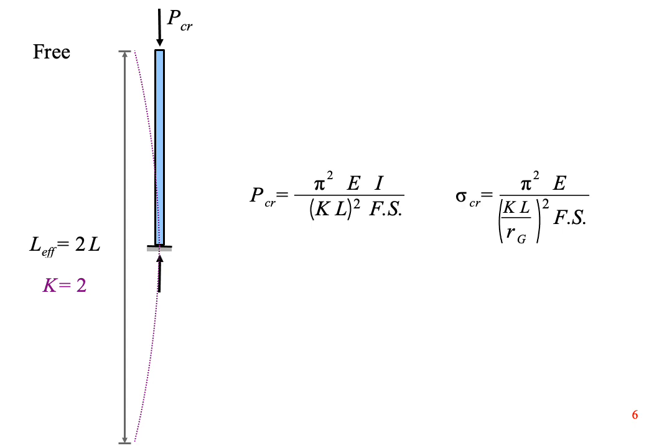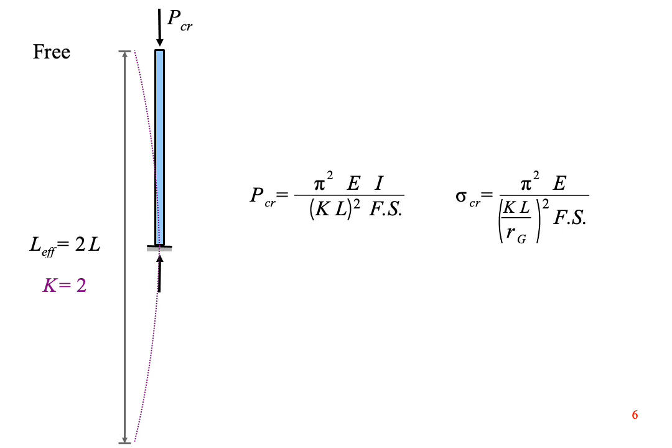A flagpole has a fixed connection at one end, but no connection at the other end. The free end can move laterally as well as rotate. We end up with half of the bow shape of a pinned column, so we can imagine a mirror image of the bow below ground and say that the effective length is twice the column length, so K equals 2. In order to include the end supports into our critical load and critical stress equations, we multiply length times K.